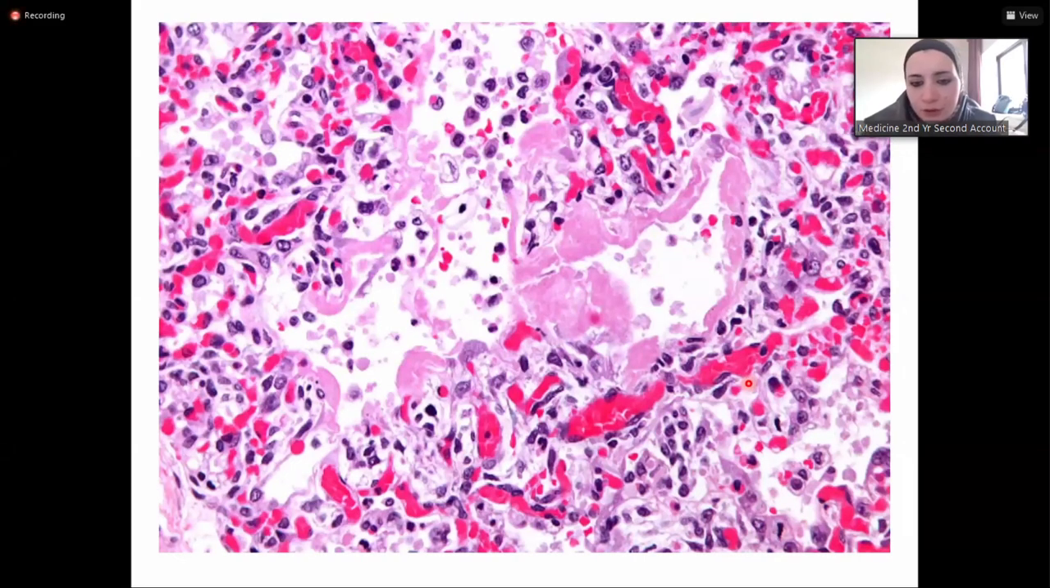This is another picture, do you see the hyaline membrane? All the architecture is abnormal. There are no proper alveolar septa. You saw the alveolar septa in the normal histology I showed you: very thin membranes around spaces. This architecture is totally abnormal. There are many inflammatory cells in between, and there is hyaline membrane formation, which is characteristic of diffuse alveolar damage.